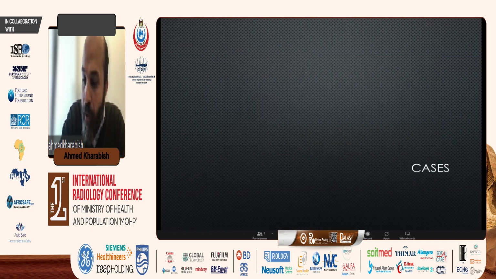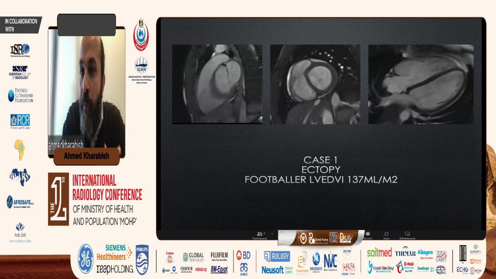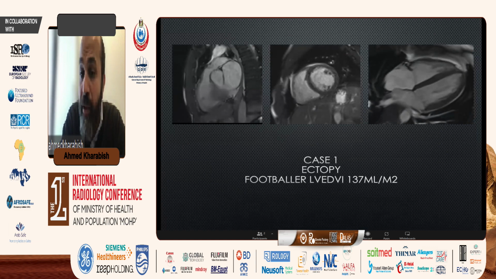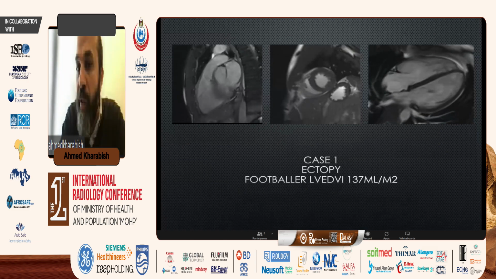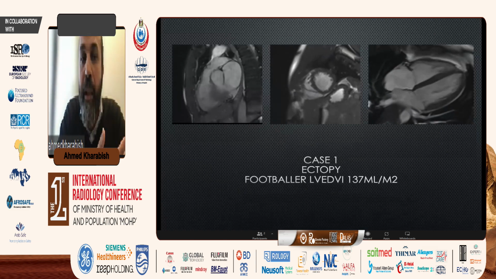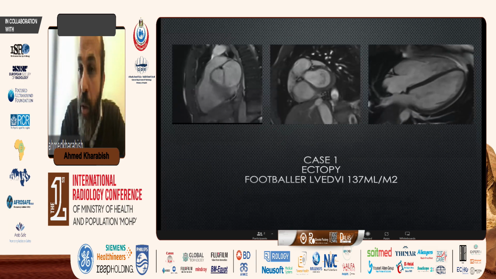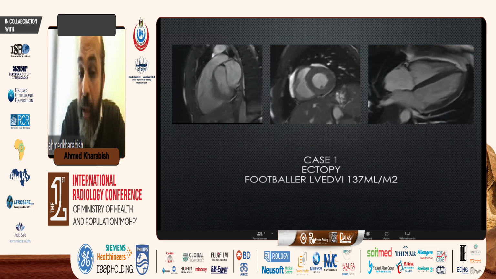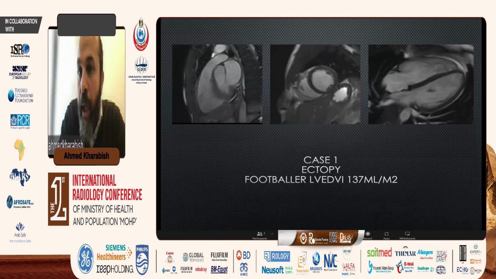Let's go through a few cases in order to see the clinical approach to those cases. This case is a footballer who presented with some symptoms and some ECG changes and was asked to have an MRI. The MRI, as you may see on the cine images, shows preserved function, a good systolic function, no dyskinesia, but a dilated left ventricle, 137 milliliters per meter squared.